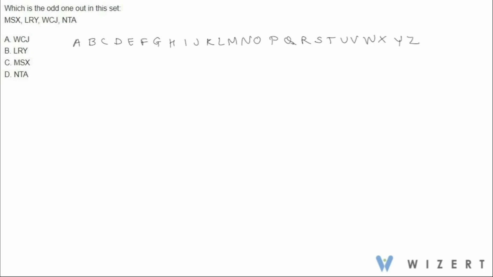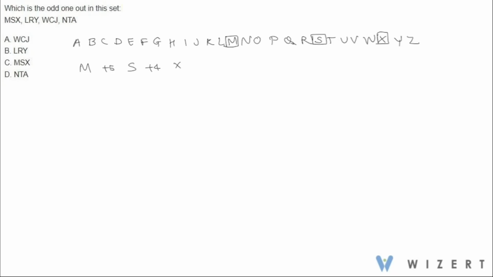So let's see the first member, MSX. M, S, and X. So M, if we add 5 letters, we get S. Then if we add 4 letters, we get X.